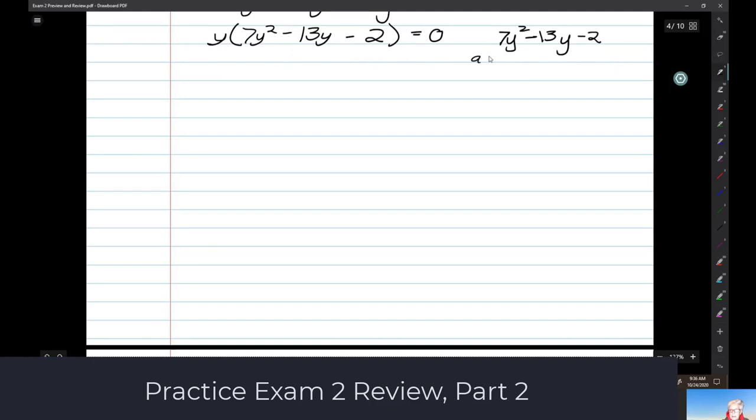So a times c is going to be 7 times negative 2, which is negative 14, and negative 14 factors into 1 times negative 14, and we're looking for negative 13, so 1 plus negative 14 equals negative 13. So right there, that's what I want.